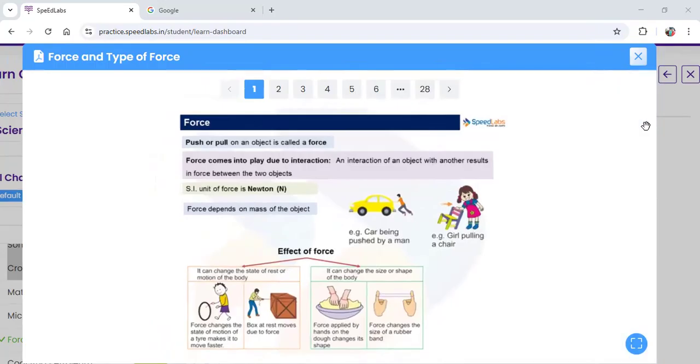You can see here a car being pushed by the man. Here he is applying a push. That is a force. A girl pulling a chair, you can see this. So this girl is applying a force.